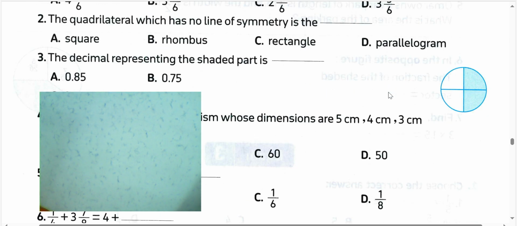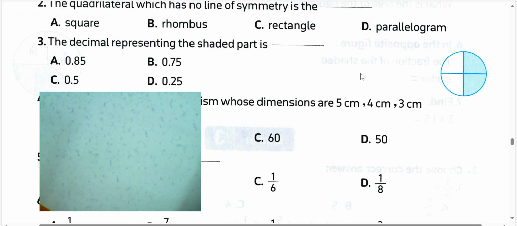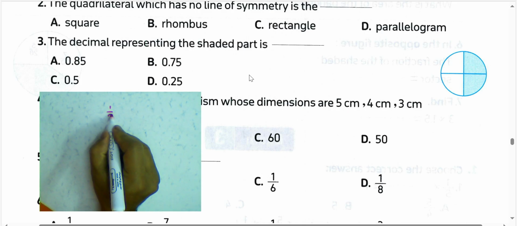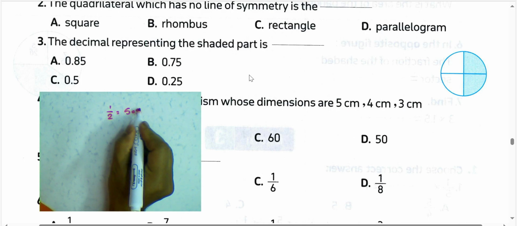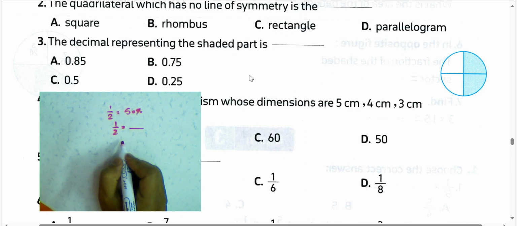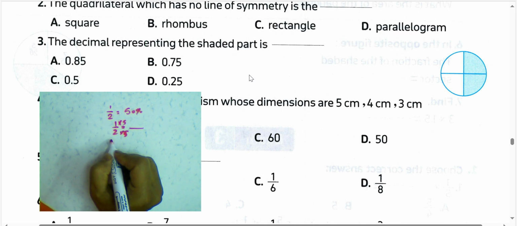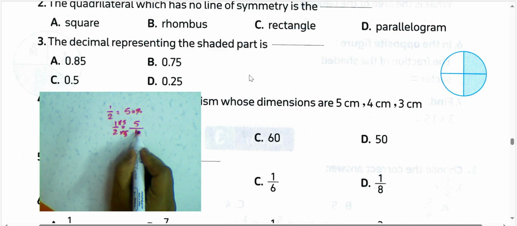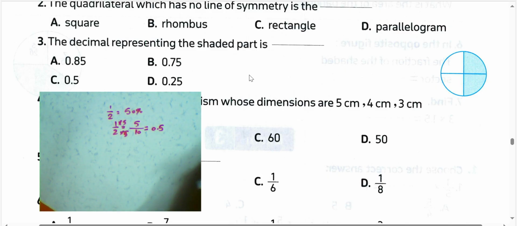Next question number 3. The decimal represent shaded part is. We have half of the circle colored. Half equal 0.5, because half equal 50%, or we can convert from fraction to decimal by product by 5 numerator and denominator. 1 times 5 equal 5 and 2 times 5 equal 10. Then the result will be 5 tenths.